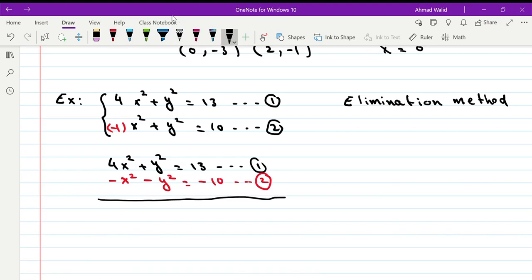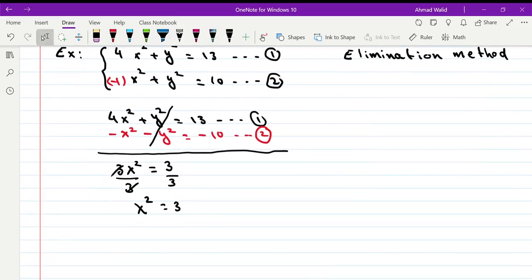Eliminate. 4x squared minus x squared gives you 3x squared. Negative y squared and positive y squared cancel out. Equals 13 minus 10, which gives you 3. Now solve this equation. First divide by 3. Then x squared equals, sorry, not 3, 1. Bad math. 3 over 3 gives you 1, not 3.